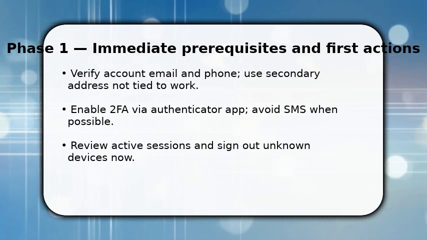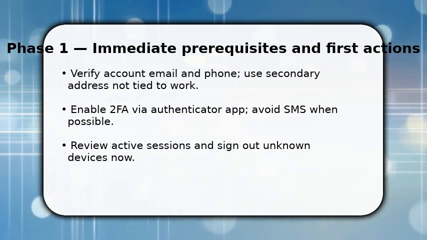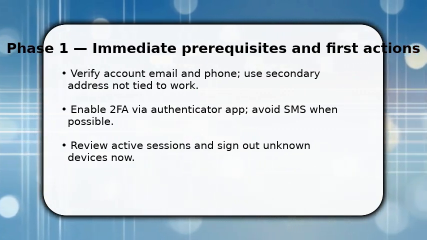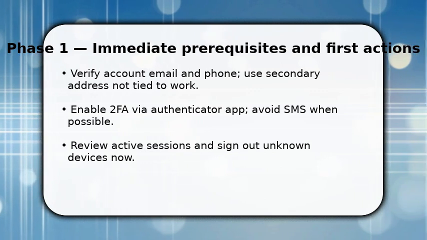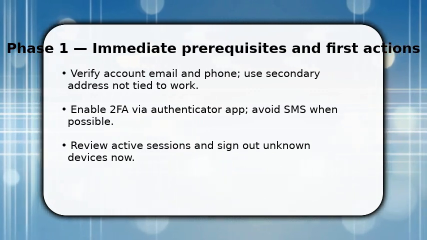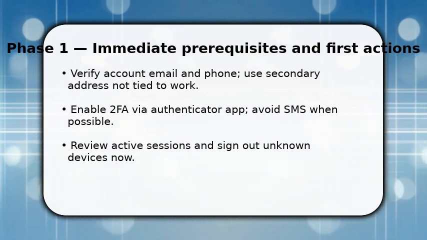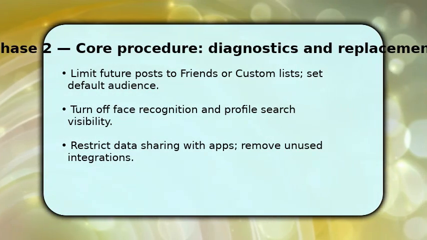Next, open security and login, review active sessions, and sign out any device you don't recognize. This stops current access. These initial steps reduce risk immediately and set a controlled baseline for the deeper privacy changes that follow. Now you change how information flows.